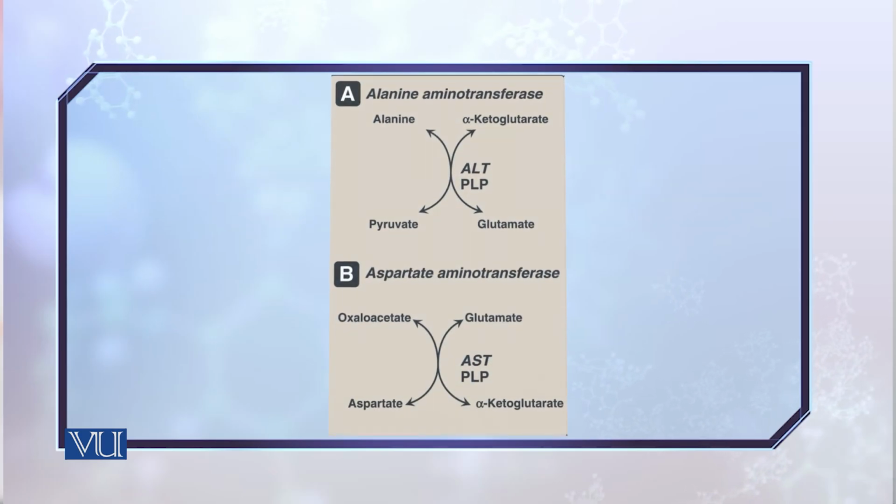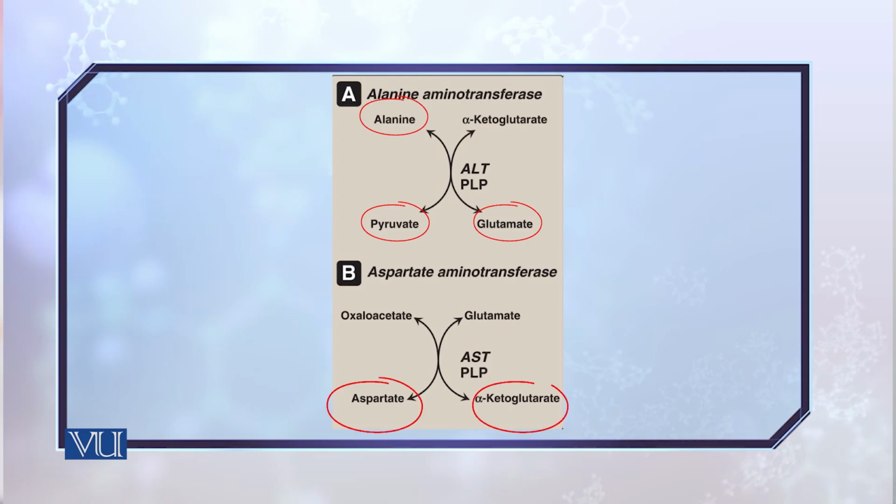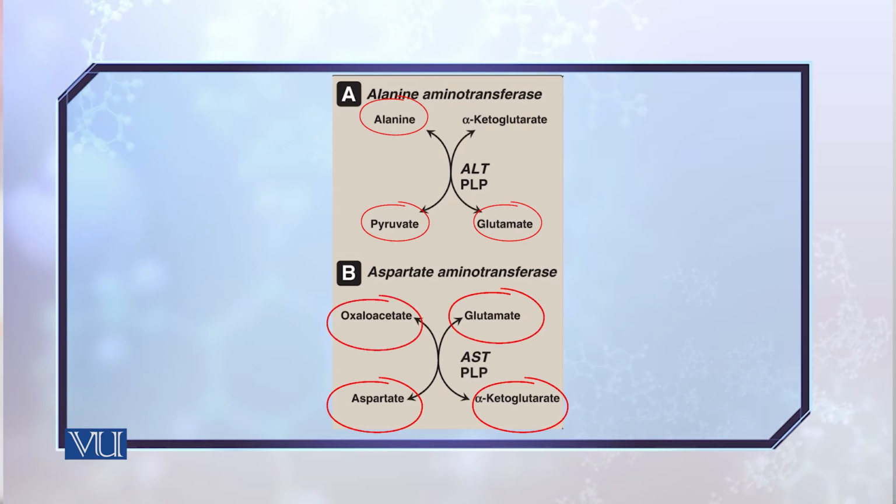There are two very important, very common aminotransferases: alanine transaminase and aspartate transaminase. You can see here that alanine transaminase gives this amino group to alpha ketoglutarate, as we have just seen, and you get glutamate, and you get pyruvate as the keto acid. And from aspartate, you give the amino group to alpha ketoglutarate, and you again get glutamate, while the keto acid is oxaloacetate.